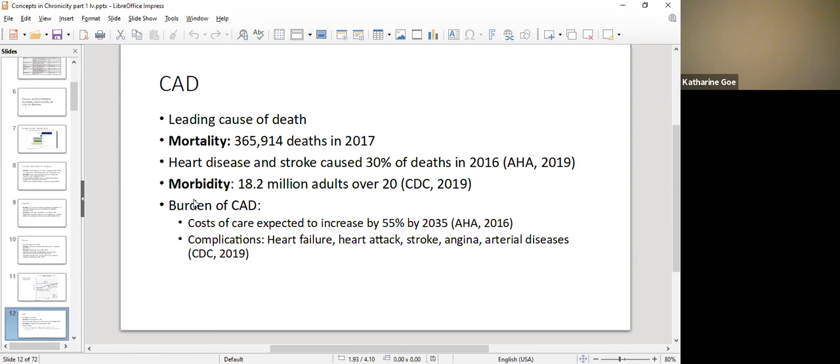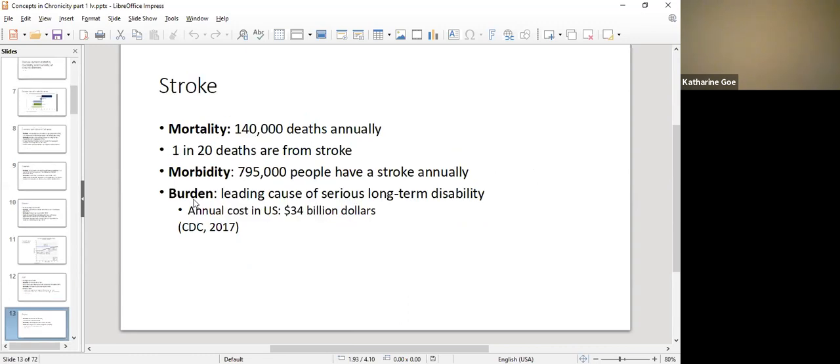And the burden of coronary artery disease includes costs of care, which are expected to increase by 55% by 2035. Complications include heart failure, heart attack, stroke, angina, arterial diseases. And we're going to learn a lot more about those as we go along this term.